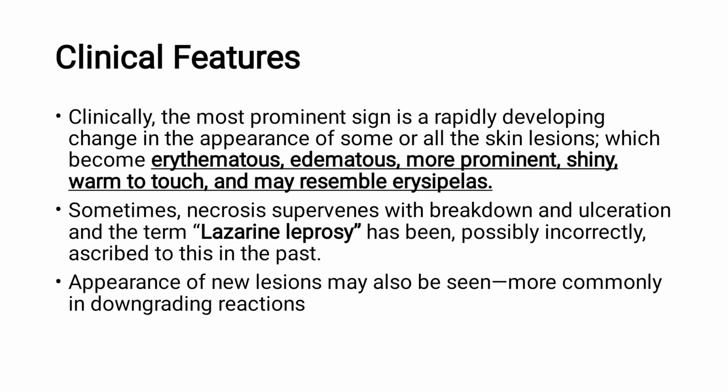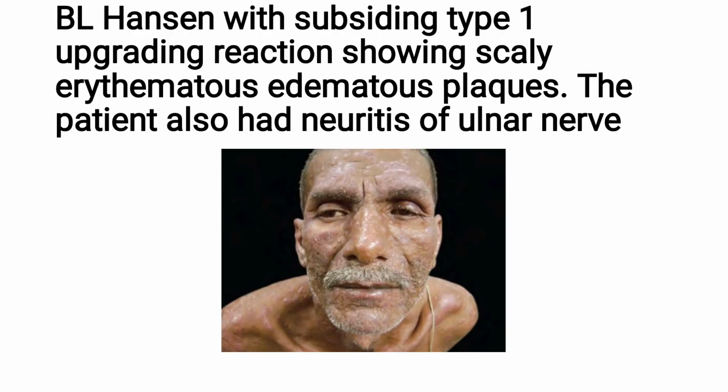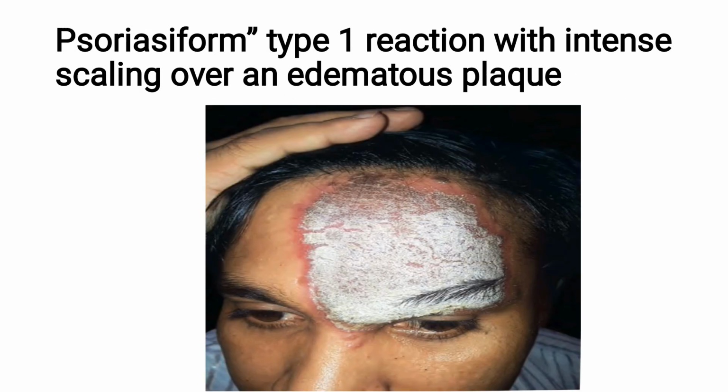Appearance of new lesions may also be seen, more commonly in a downgrading reaction, in which tuberculoid leprosy is converting into lepromatous leprosy. BT Hansen's with a marked edema in a plaque during a type 1 reaction. In borderline leprosy, Hansen's with a subsiding type 1 upgrading reaction showing scaly erythematous plaques. This patient also had neuritis of the ulnar nerve. Psoriasiform type 1 reaction with intense scaling and edematous plaque.